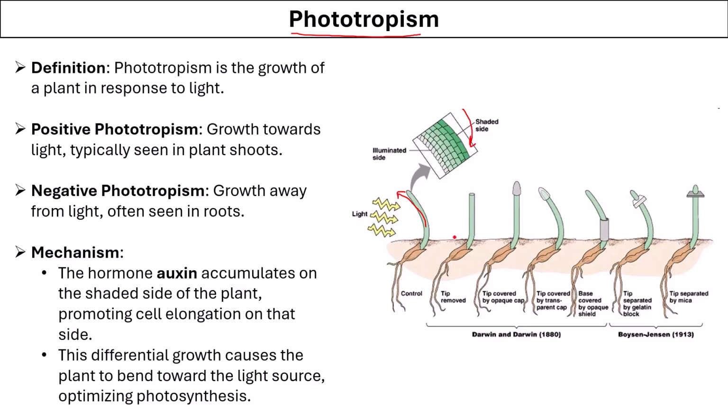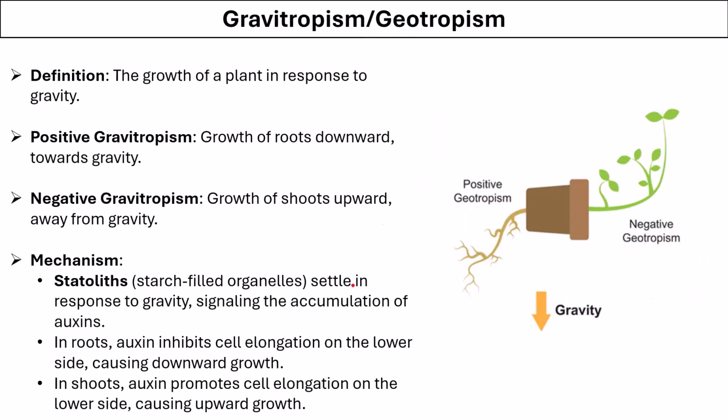Roots may show weak negative phototropism, but gravity and moisture often have stronger effect on their growth and differentiation. Gravitropism is plant growth in response to gravity. Starch-filled structures called amyloplasts settle to the lower side of the cell and help the plant detect gravity. This changes the distribution of auxin, which is a plant hormone.